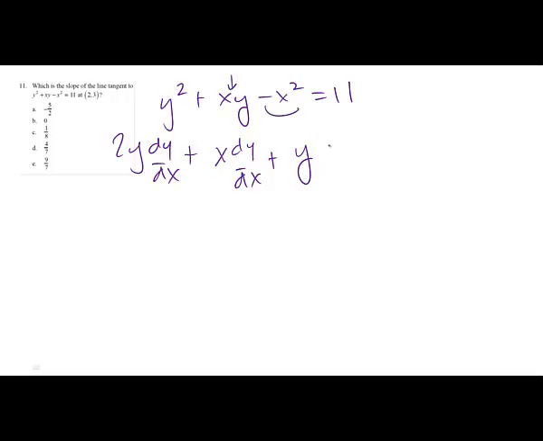What's the derivative of negative x squared? dy/dx. What's the derivative of 11? That's where people actually mess this one up, is they'll keep the 11. Yeah. Okay, so be careful. Don't let that happen to you. All right, let's see what we can do here.